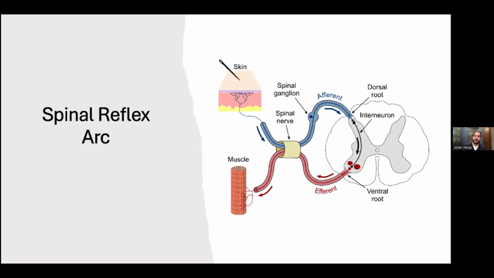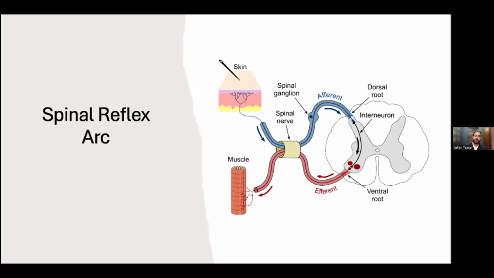Motor output is carried by alpha motor neurons located in the ventral horn, whose axons exit the spinal cord through the ventral roots and ultimately synapse on the target muscle. Gamma motor neurons simultaneously adjust muscle spindle sensitivity, allowing the reflex arc to function harmoniously during voluntary movement. This coordination ensures that changes in muscle length continue to be detected accurately, maintaining tone and preventing oscillation or destabilization.